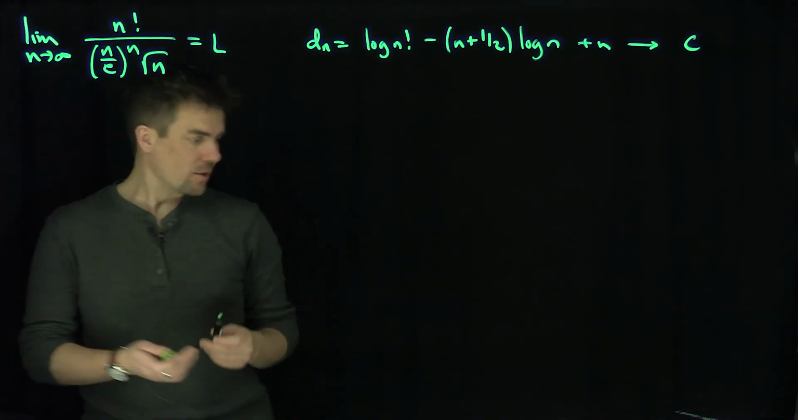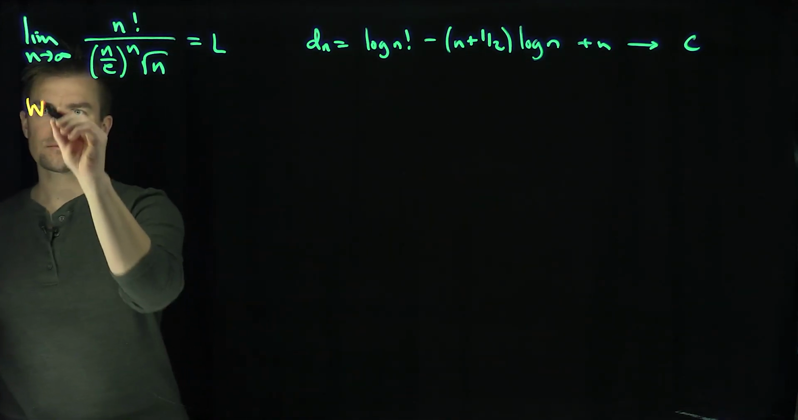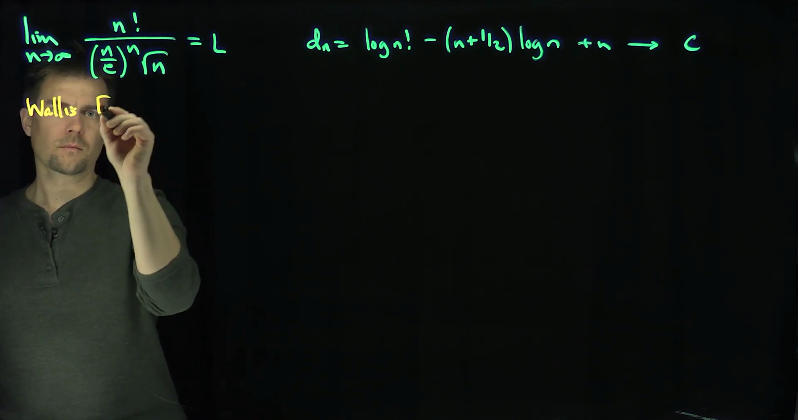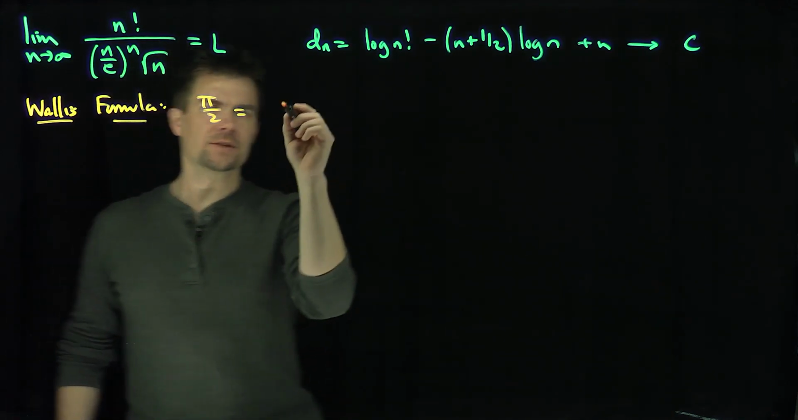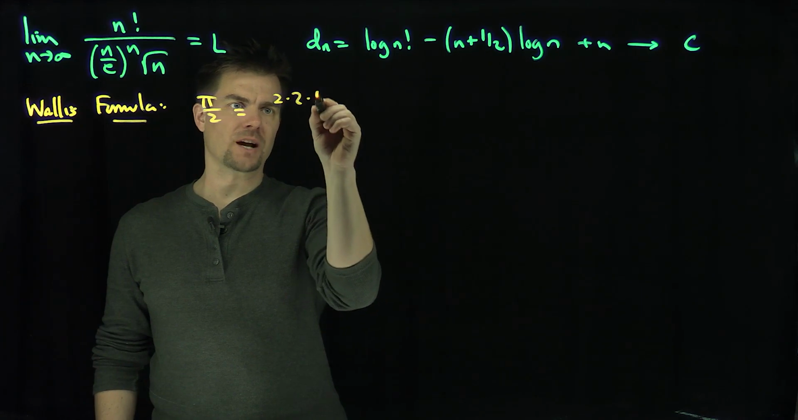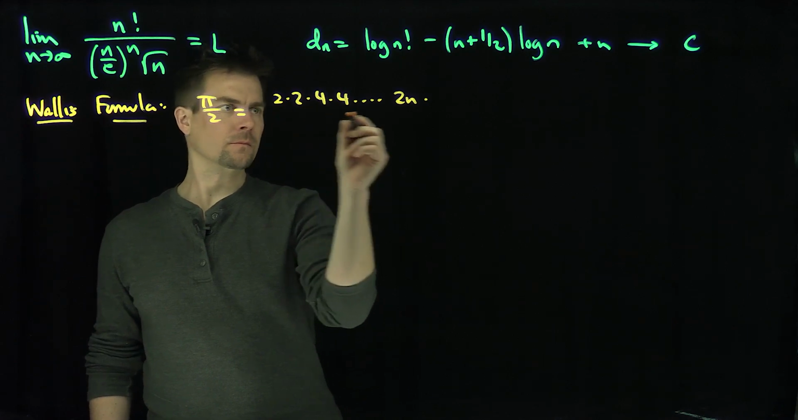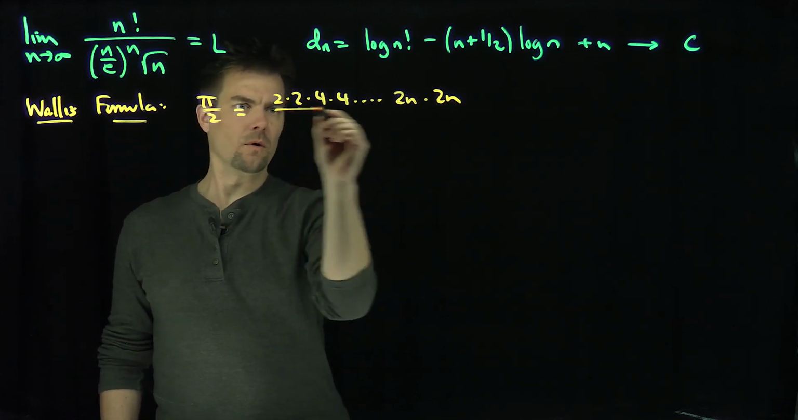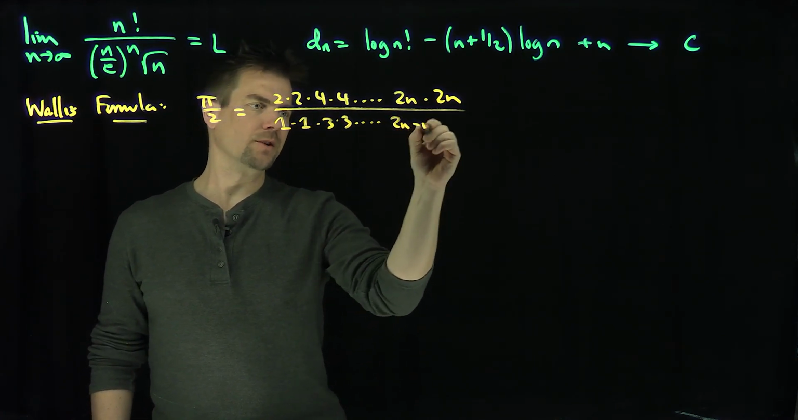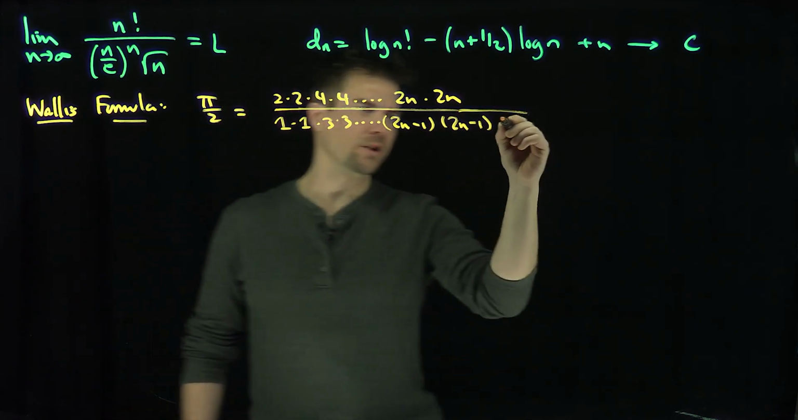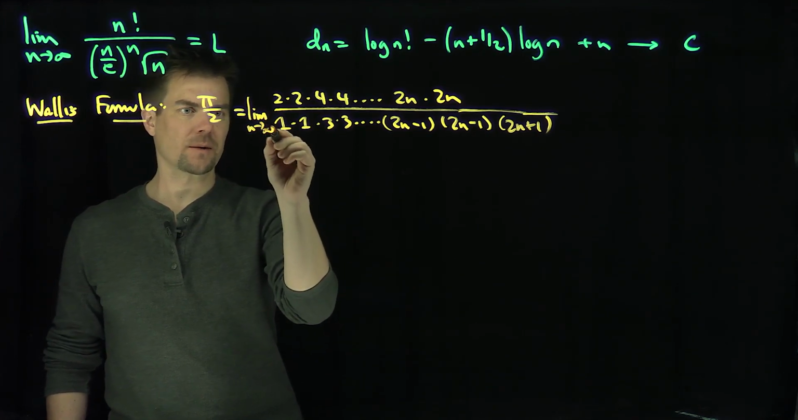So now I can actually use some formulas we know from Calc 2. We're going to use the Wallis formula. The Wallis formula says that pi over 2 is equal to the product of the evens, 2 times 2 times 4 times 4, all the way up to 2n times 2n, over the odds, 1 times 1 times 3 times 3, up to 2n minus 1, 2n minus 1, and then 2n plus 1, like that. Of course, this is the limit as n goes to infinity of this thing.